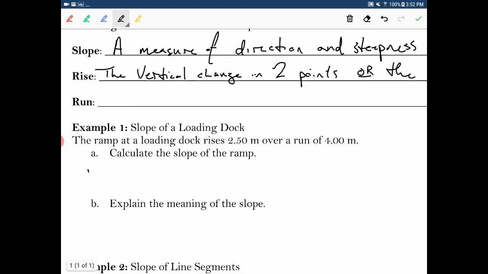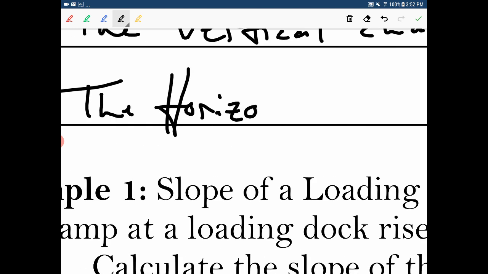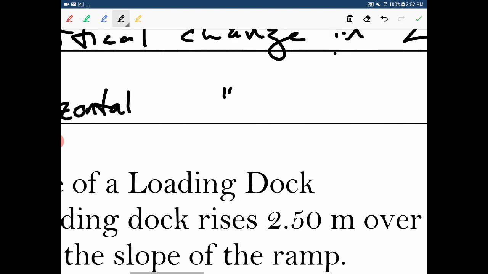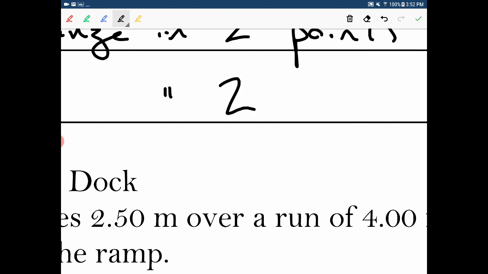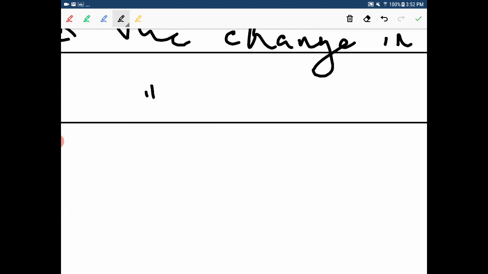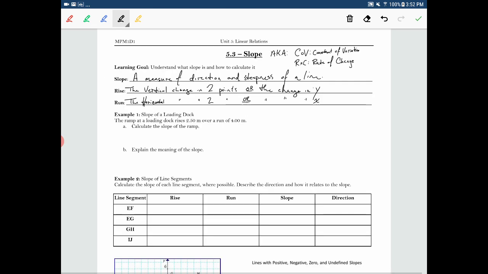The run, not surprisingly, is exactly the same thing, except it's horizontal and x. So the horizontal change, or the change in x. So it's exactly the same thing, but with x, or the horizontal change.